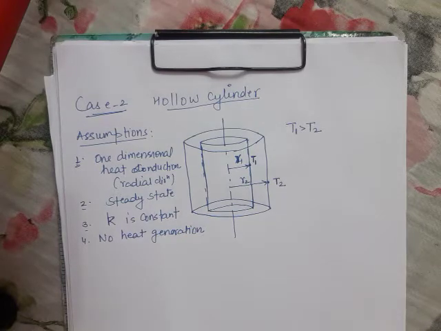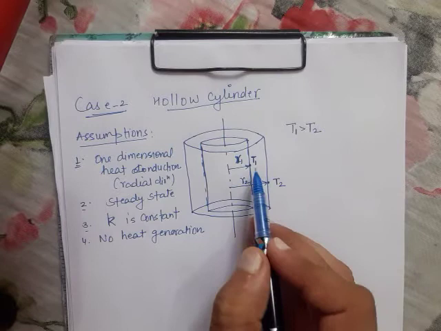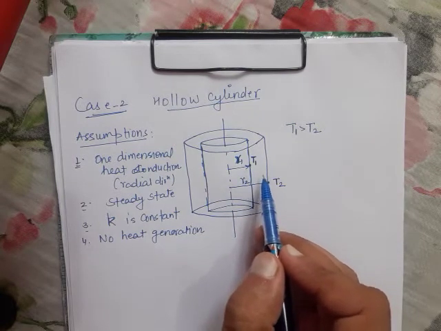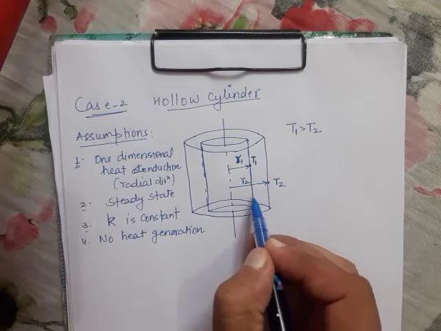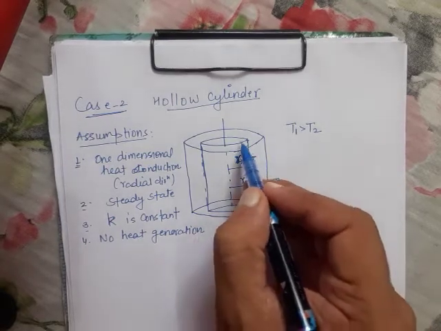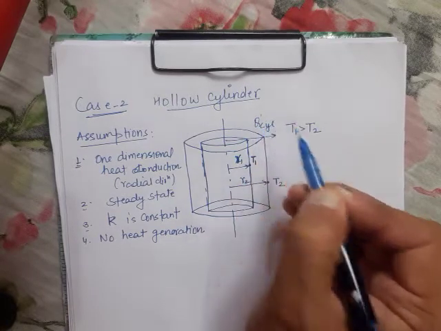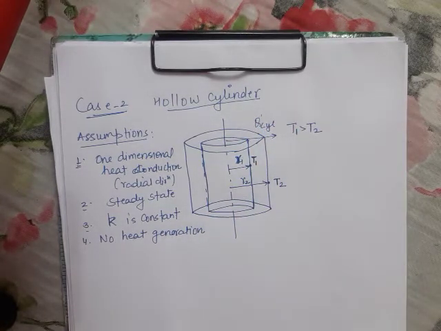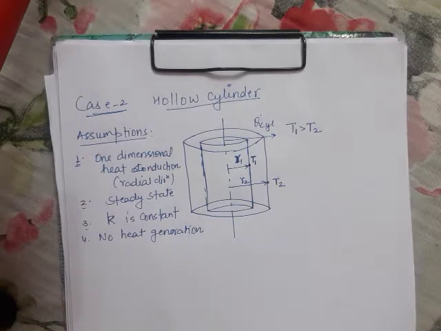So let's start. We are given only r1 and r2, the inner and outer radii, and the inner and outer faces are maintained at temperatures T1 and T2, where T1 is greater than T2. So the conduction will be in the radial outward direction, Q cylinder, like this. Now let us consider the generalized heat conduction equation in cylindrical coordinates.